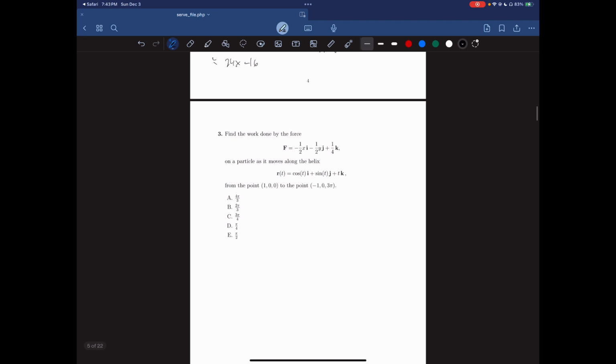Number 3, find the work done by the force F equals -1/2 x, -1/2 y, 1/4 on a particle as it moves along the helix r of t equals cos t, sin t. Okay, I think it's always good to check if the force field is conservative. Just makes things so much easier. If we write out our force in angle bracket notation, how I like it, we're going to have -1/2 x, -1/2 y, and 1/4.